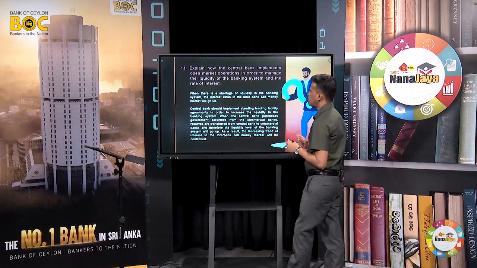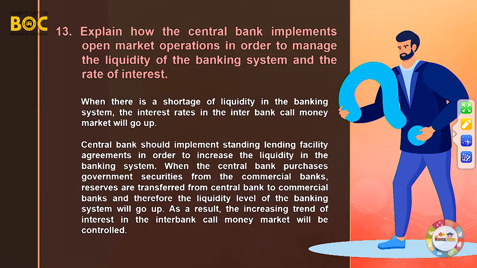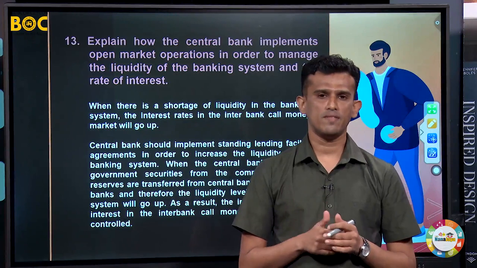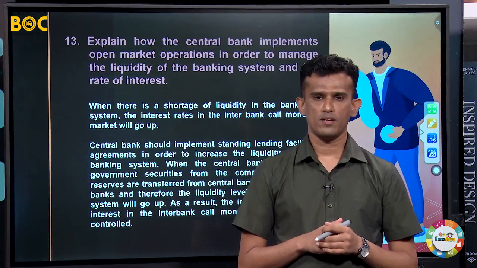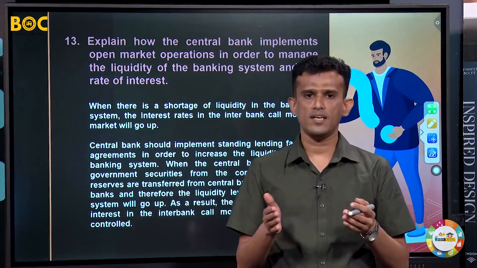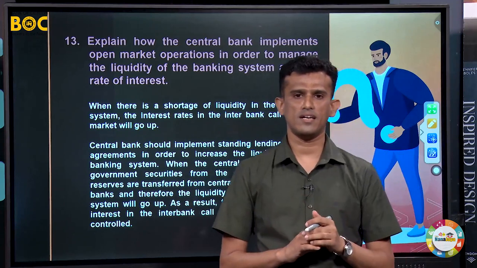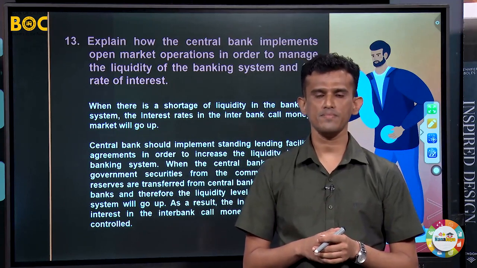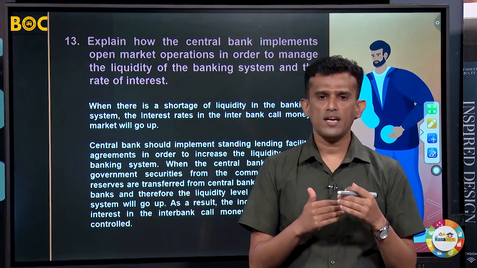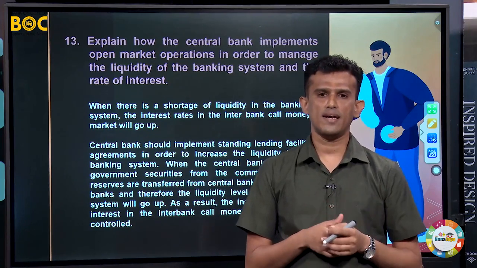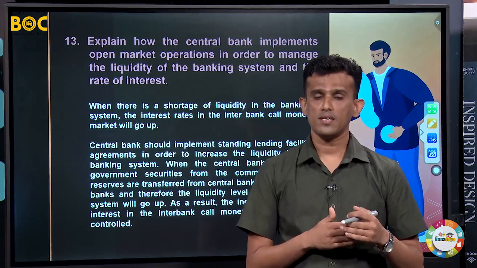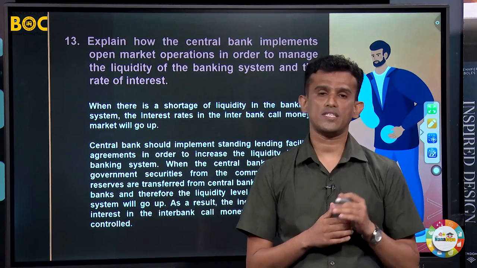Here the question is, explain how the central bank implements open market operations in order to manage the liquidity level of the banking system. If the banking system has a higher level of liquidity, there should be a decreasing trend of interest in the economy, in the interbank call money market and in the banking system in general. To control this by reducing the liquidity, what should the central bank do? The central bank should implement standing deposit facility agreements.